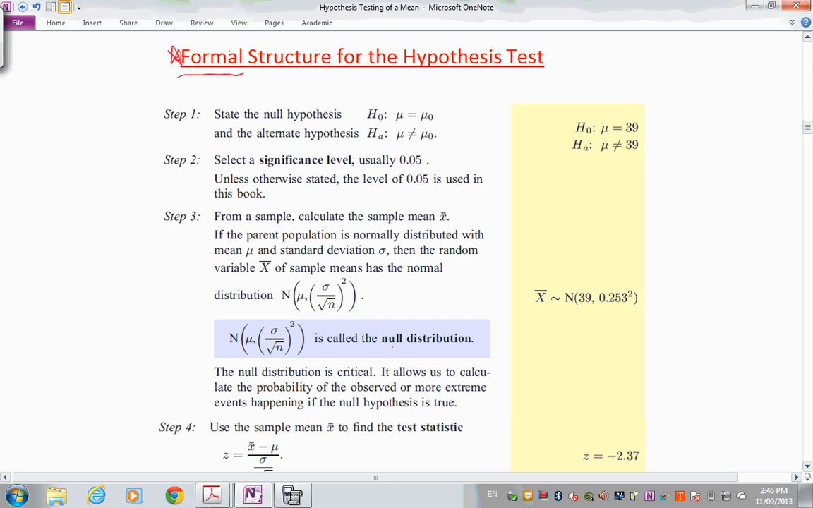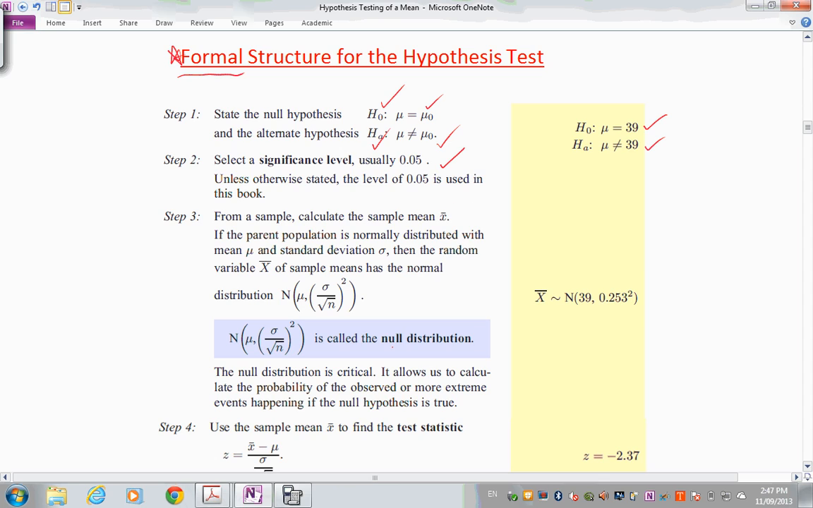The steps are usually given to you in a test or an exam, but you should know them pretty well anyway. Okay, the first thing is to state the null hypothesis, H0, mu equals something. So here it's mu equals 39. Then we state the alternative hypothesis, that the mean isn't that. It's something else, higher or lower. And we're going to check it out. We select a significance level, usually 5% in this course.